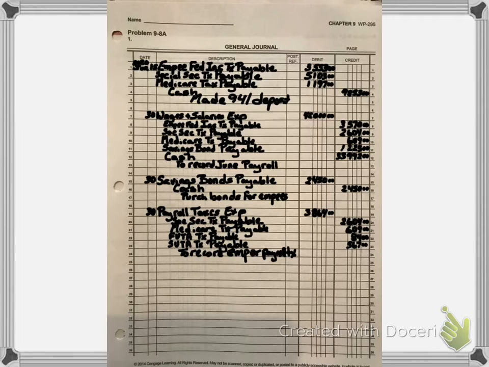Okay, so we'll go down. In this entry, we're changing months, so we need to make a note or indicate that this is July 15. And we are going to pay those liabilities. So we're going to debit employee income tax payable for $3,570.